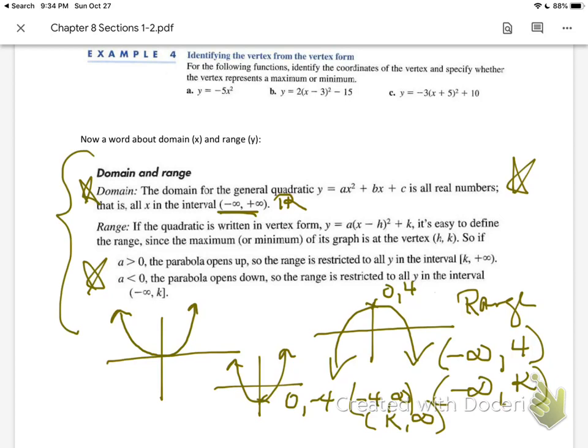So that completes sections 1 and 2. This is all very important information, so go back and make sure that you've gone through the examples and that you understand the material.